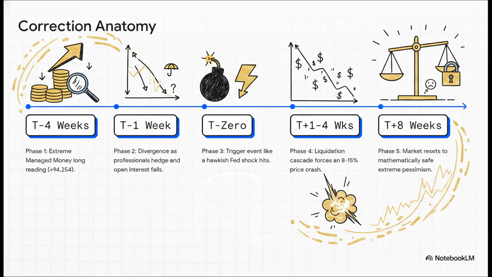Then at T0, Phase 3, a random trigger event, like a hawkish Fed shock, lights the match. For the next month in Phase 4, we endure a violent liquidation cascade with an 8 to 15% crash as margin calls hit. Finally, by week 8, Phase 5, the market resets into extreme pessimism, which creates the mathematically safe entry point for the next cycle.